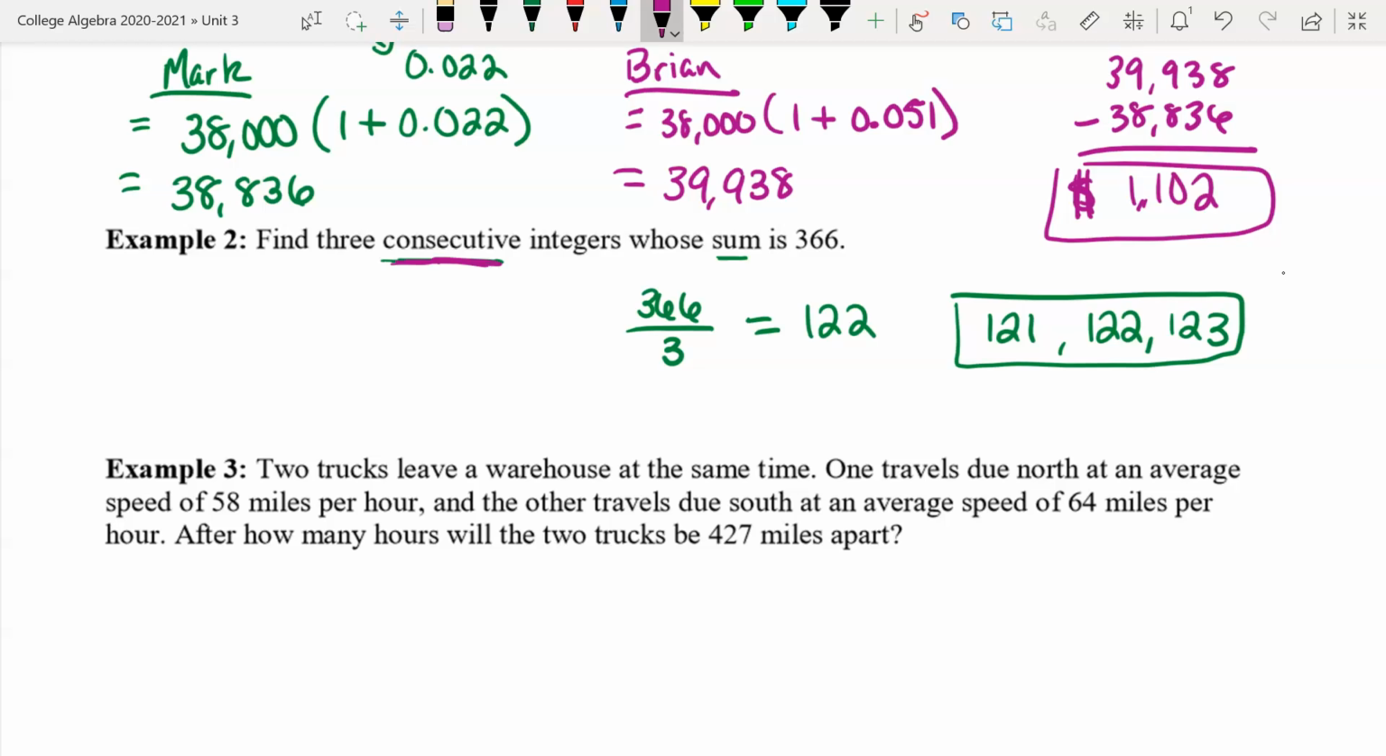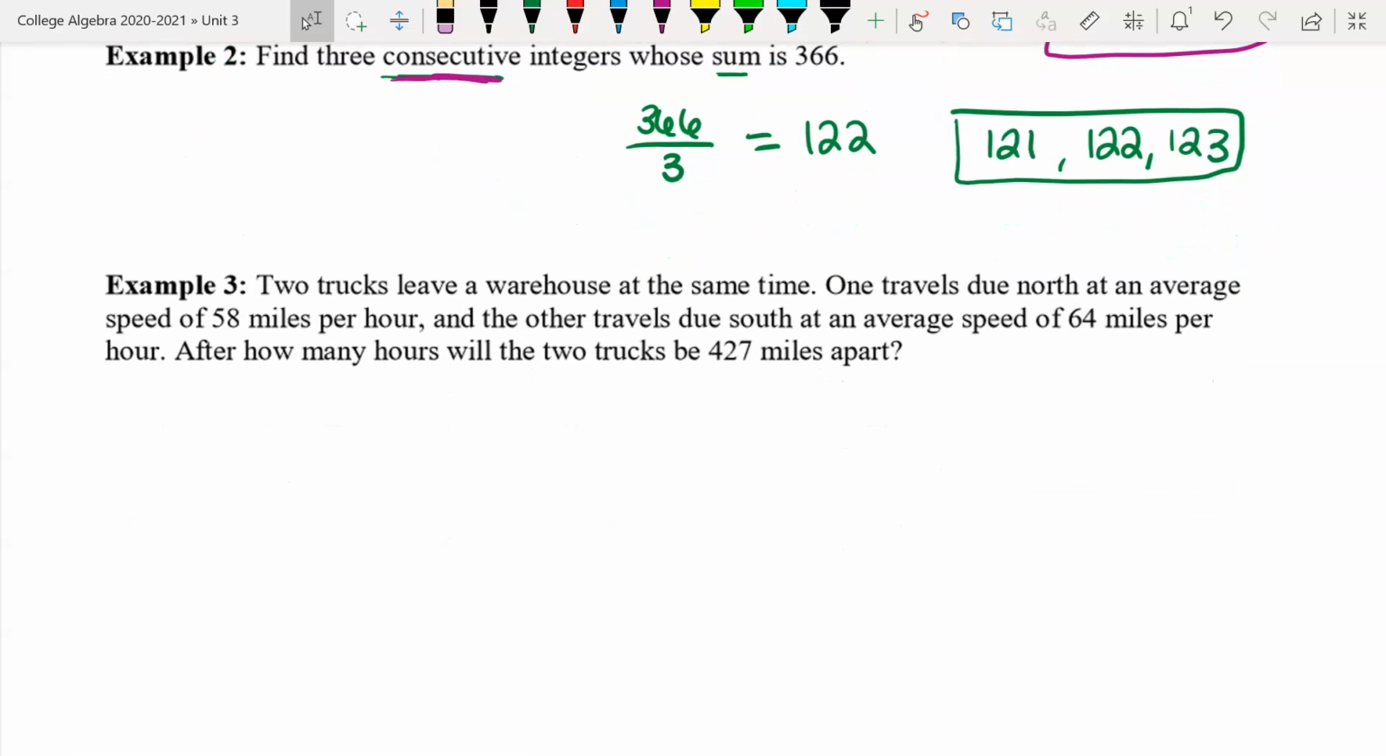All right. Next one, it says 2 trucks leave a warehouse at the same time. One travels due north at an average speed of 58 miles per hour, and the other travels due south at an average speed of 64 miles per hour. After how many hours will the 2 trucks be 427 miles apart?